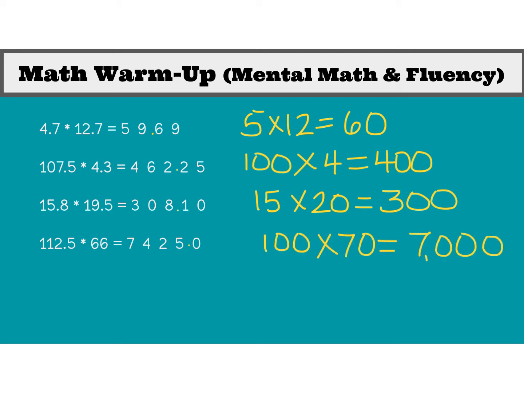And for our last one, I took 112 5/10, changed it to 100, 66, I changed to 70, 100 times 70 equals 7,000. Came back over here, looked at my digits, decimal point goes between the 5 and the 0. So there you have it.